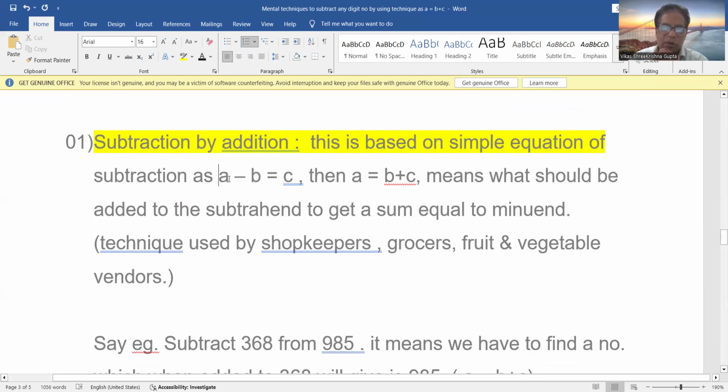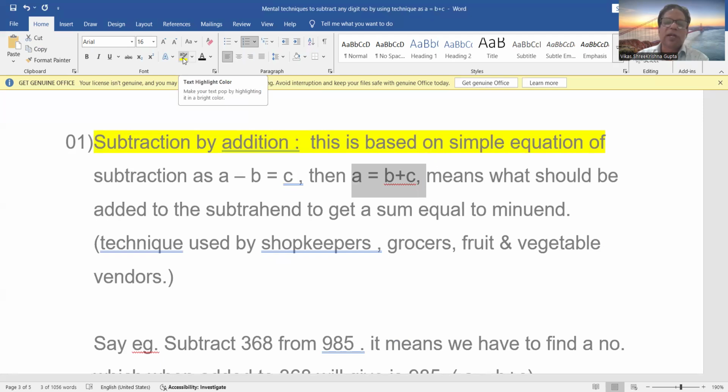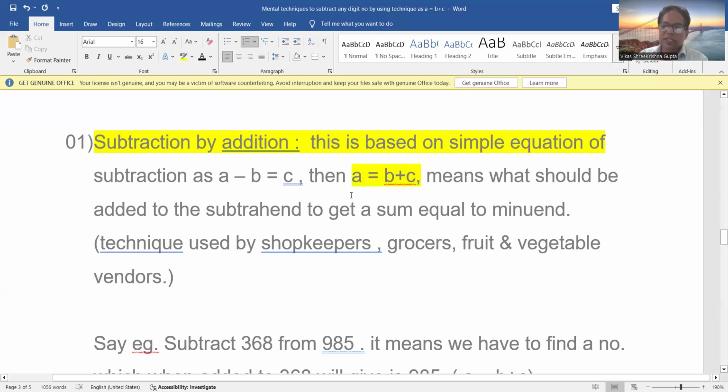Means the minuend is equal to subtrahend plus the difference. A is equal to B plus C. Now, I will use this equation to find the answer of doing the subtraction with addition, without doing any carry, just by addition.